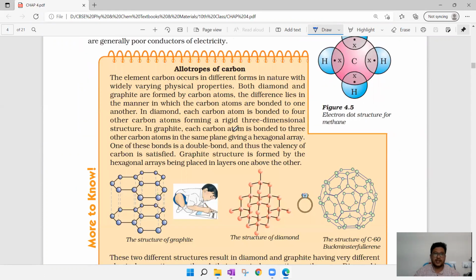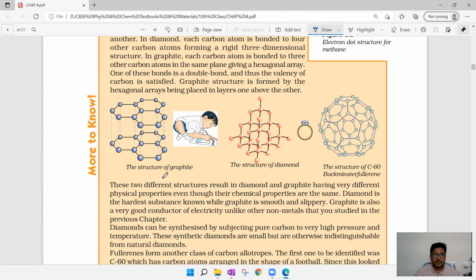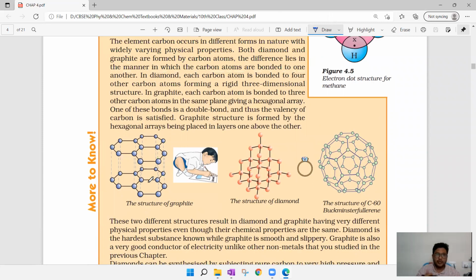Then allotropes. So what are allotropes? The element carbon occurs in different forms in nature, right? Here this is graphite, which we use in pencil leads. We can observe this hexagon: 1, 2, 3, 4, 5, 6, 6 sides, nothing but a hexagon, as you find in mathematics. This is a hexagonal arrangement of carbon atoms in graphite, so that it is brittle and weak. While coming to diamond, it is rigid.